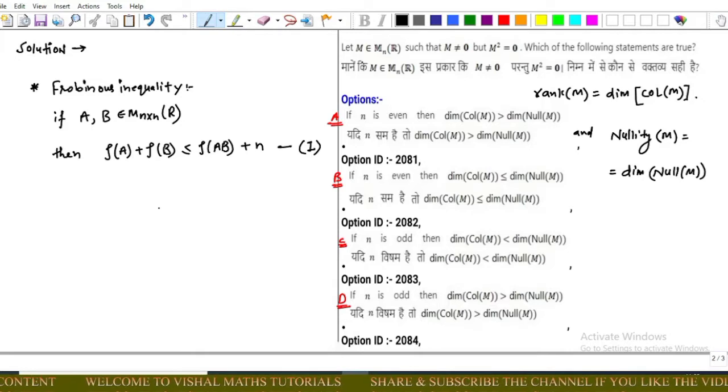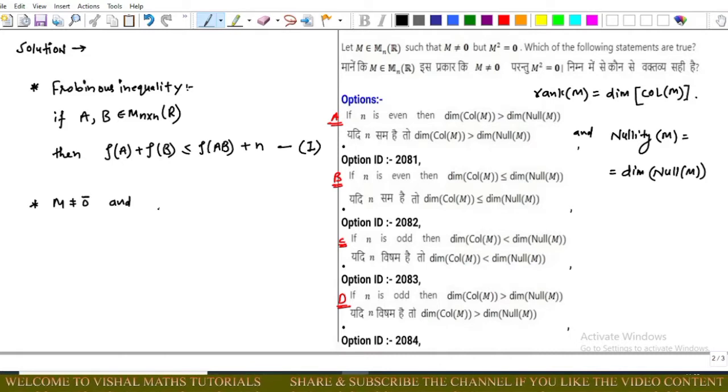In the question, we are given that M is an n cross n matrix whose entries are from R, such that M is not equal to the 0 matrix and M power 2 equals the 0 matrix.